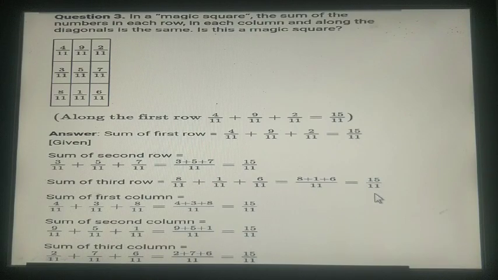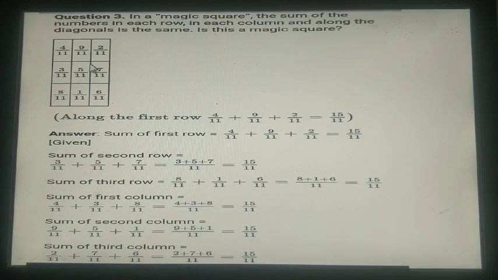Now children, let us check along the columns. Your first column is 4/11 plus 3/11 plus 8/11. See here, 4/11 plus 3/11 plus 8/11. The answer will be 15/11.